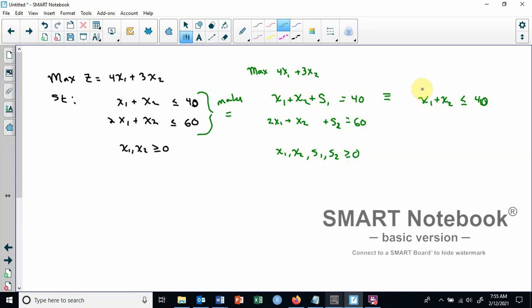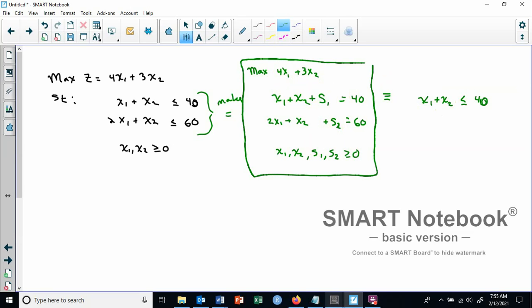The problem occurs when x1 and x2 can't be bigger than 40 over here, but if this could be negative, then I could let this be like 100 and this be 100 and this just be like negative 160 to push us back down. So this has got to be non-negative. And so there we have our constraints. We have our standard form LP. All we did was add slack variables.